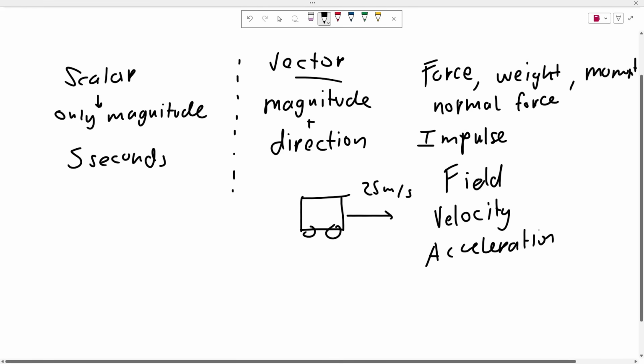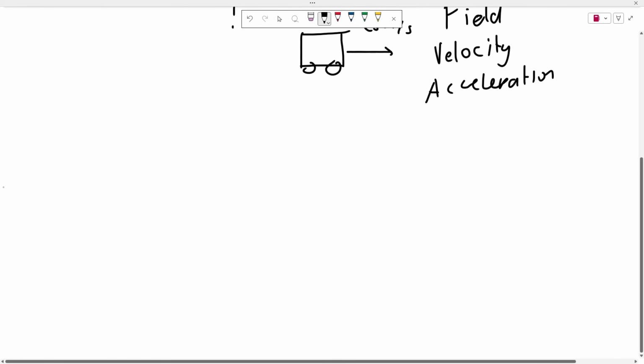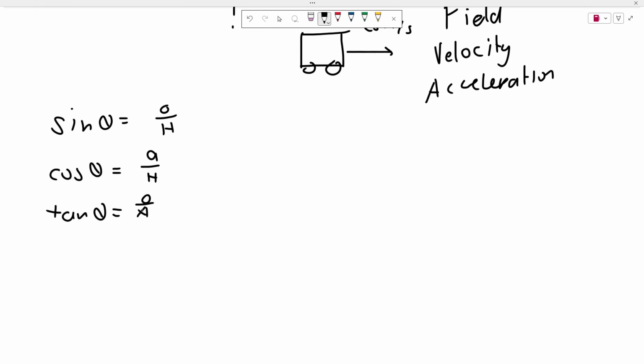Okay, so let's talk about some other housekeeping topics like trig functions. On the physics Regents, you'll eventually have to deal with trig functions. Just remember that the sine of theta is equal to the opposite side over the hypotenuse, the cosine of theta is equal to the adjacent over the hypotenuse, and the tangent of theta is equal to the opposite over the adjacent.